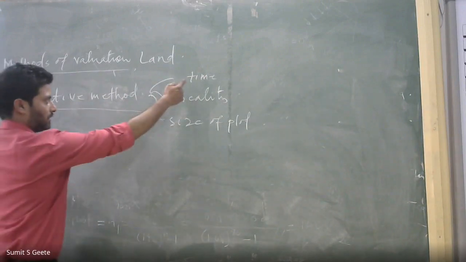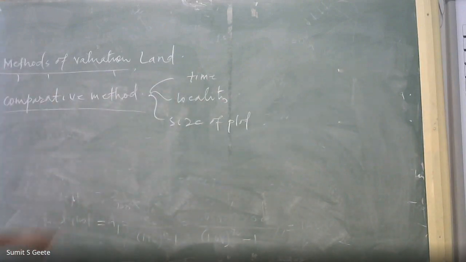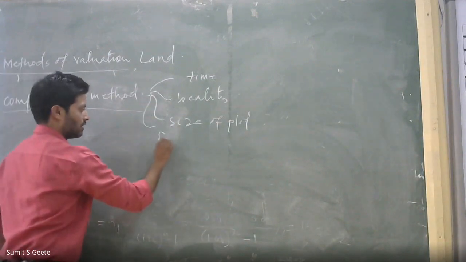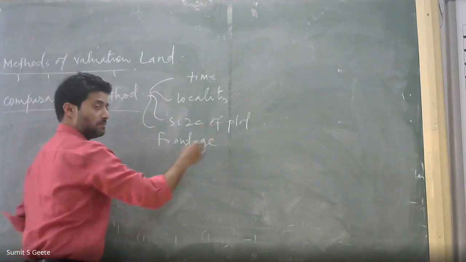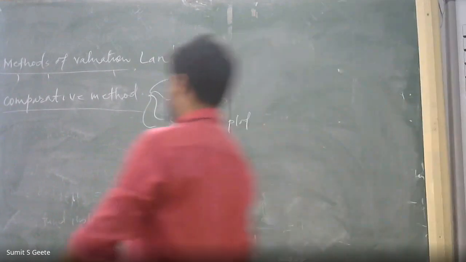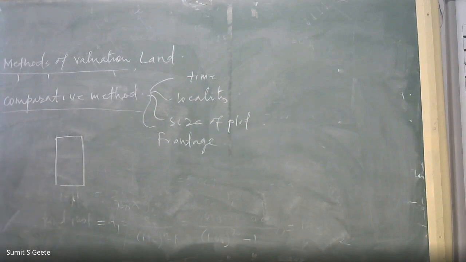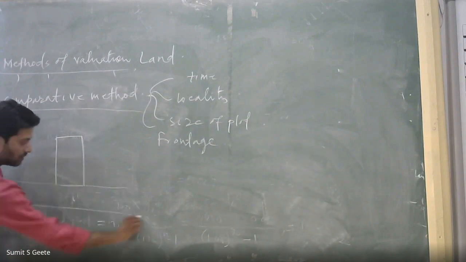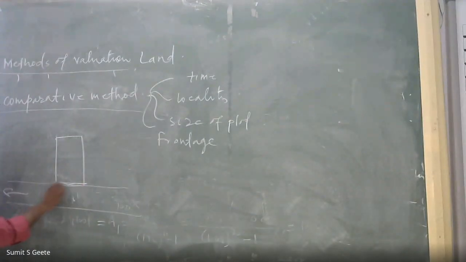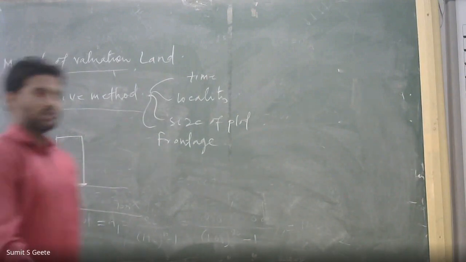So time means nearby, then locality or location, and size of plot. The next one is frontage. This is a basic parameter. What exactly is frontage? Suppose this is your plot and this one is the road. Then the dimension of your plot which is parallel to the road is called frontage. This dimension is basically called frontage.